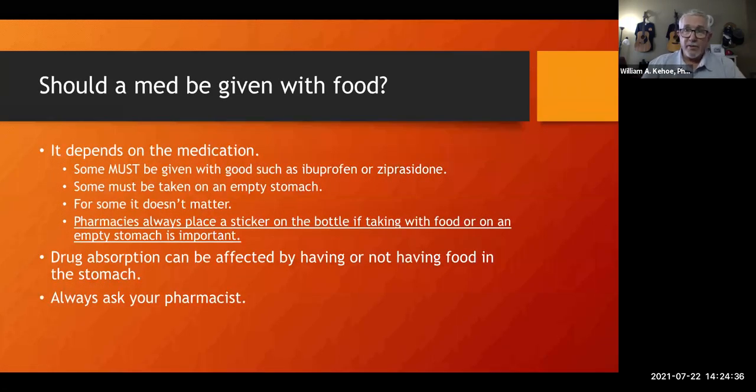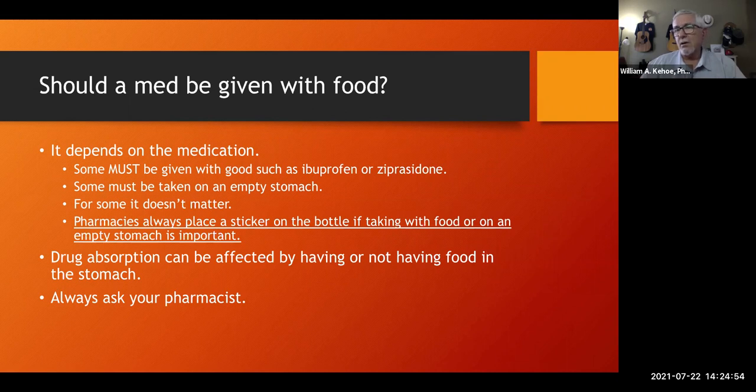A really common question I get all the time is, do I take this with or without food? And there's some that have to be taken with food. So if you're taking ibuprofen, the over-the-counter name is Advil, and there's some others.